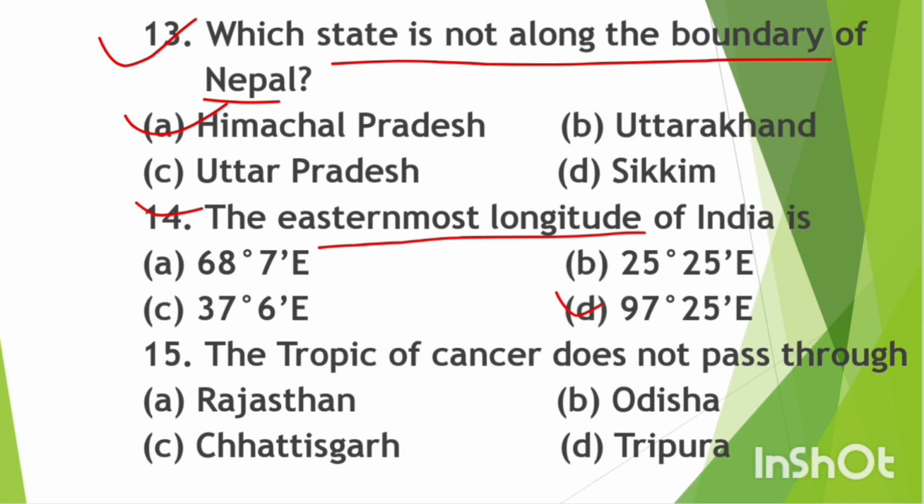Next question, question number 15. The Tropic of Cancer does not pass through option number A, Rajasthan, option number B, Odisha, option number C, Chhattisgarh, and option number D, Tripura. So answer for this question, option number B, Odisha.